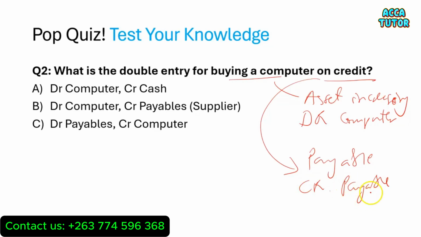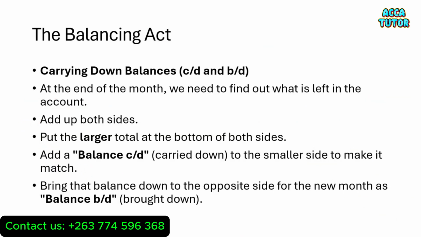Okay, payable in brackets, supplier. So what is our answer? The answer there is B. It's simple, isn't it? Now let's talk of the balancing act.